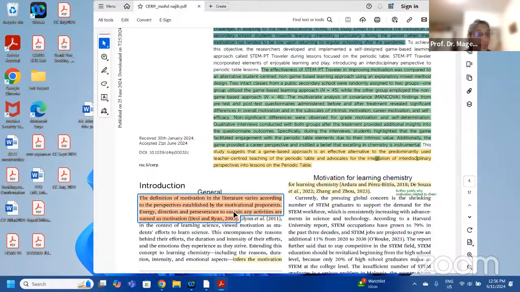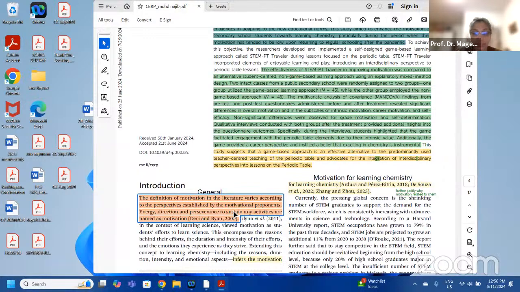Because there are so many definitions for motivation. Some definition by Glynn, definition by Deci and Ryan, definition by Eccles, Bandura, so many definitions. So what is the definition of motivation that I am using in my study?